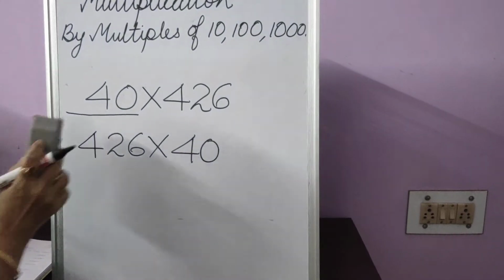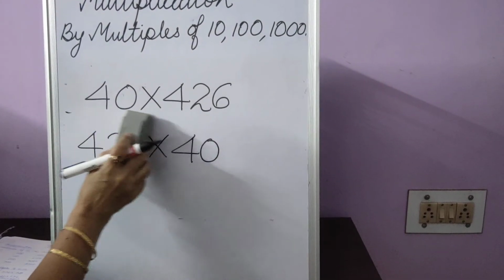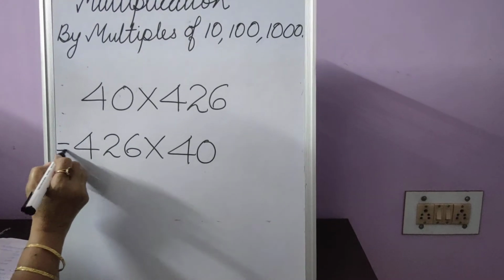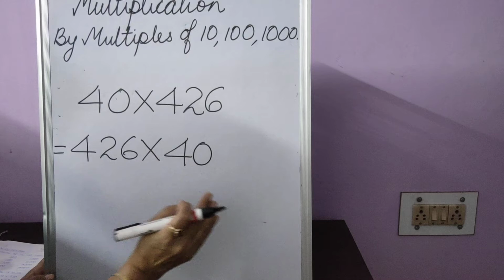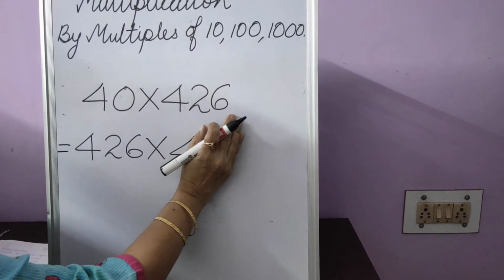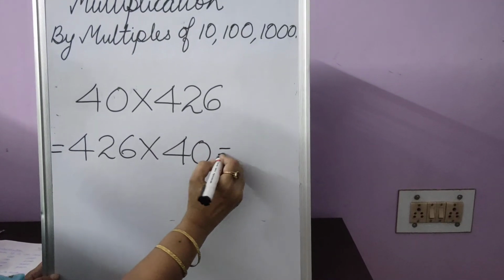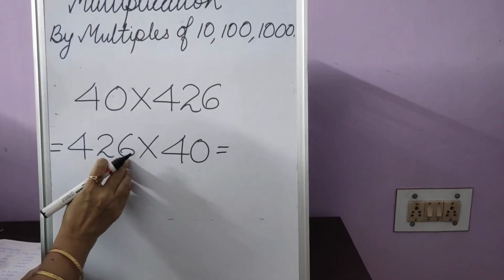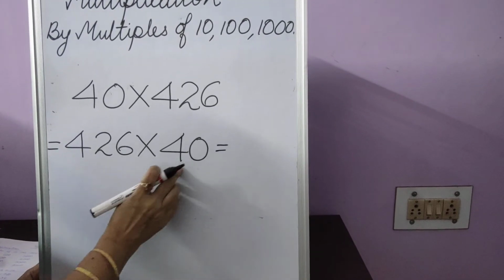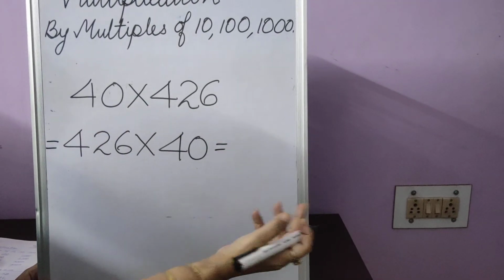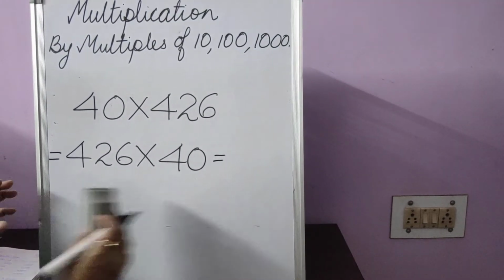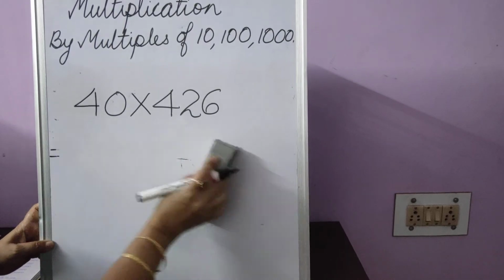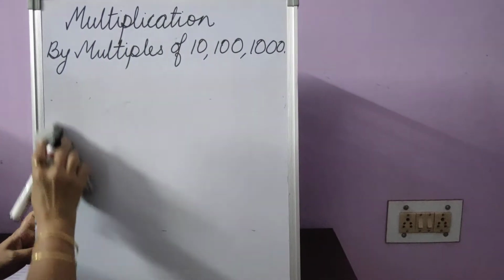So, this is nothing but the same thing. 40 multiplied by 426 is equal to 426 multiplied by 40. Same thing, leave out the 0. And after that, multiply 4 6s, 4 2s, 4 4s, and then add the 0 in front of it. Let us do that. I'll just make my handwriting a little small so that you can all understand.